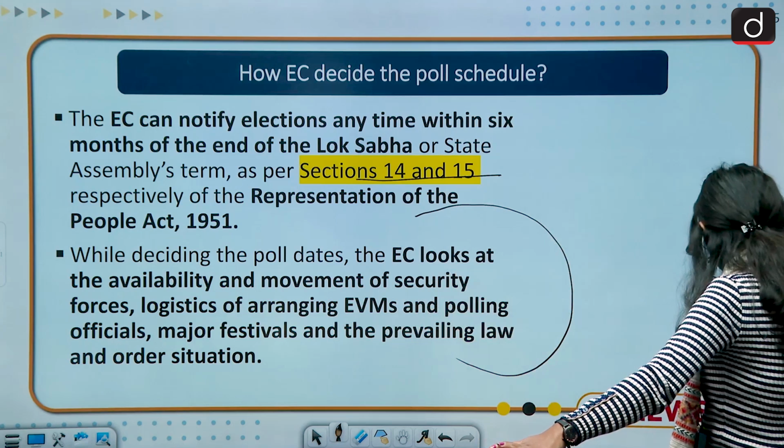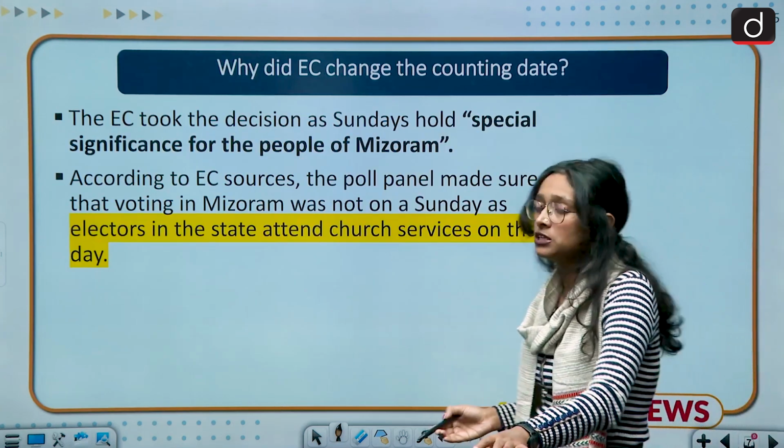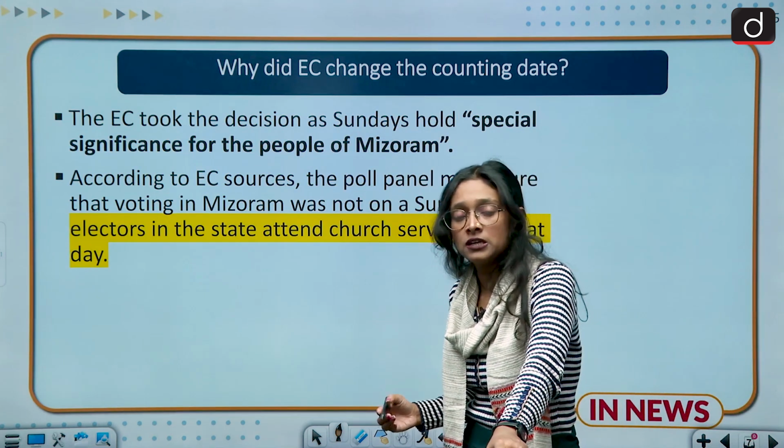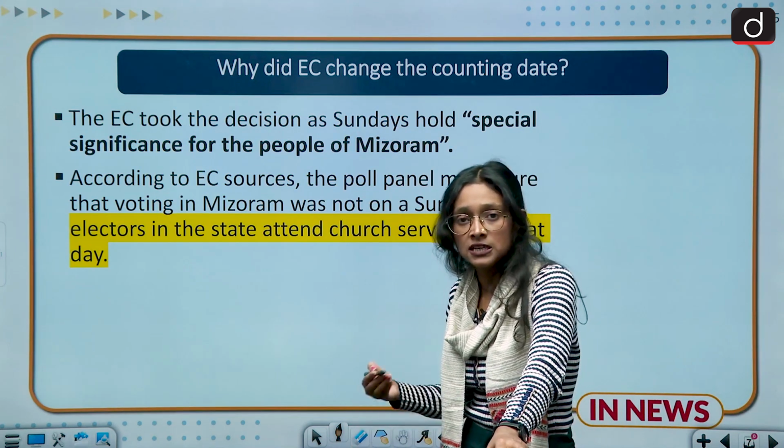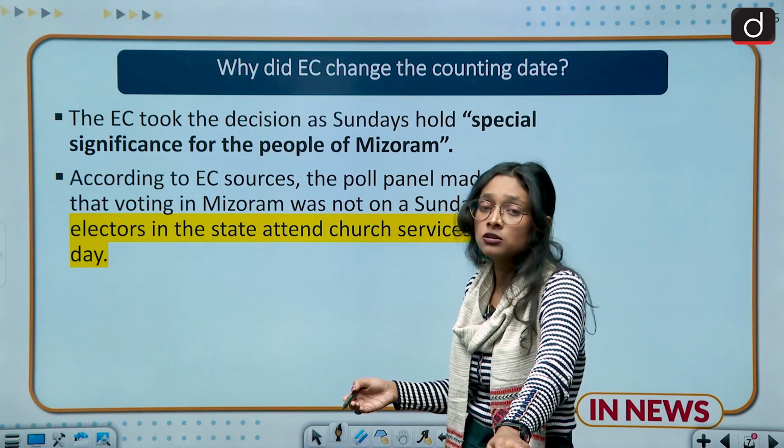Moving to the next slide. The next slide is about why the EC changed the counting date. We already know that earlier the date was decided, and it was supposed that Mizoram would also see its result on Sunday only.